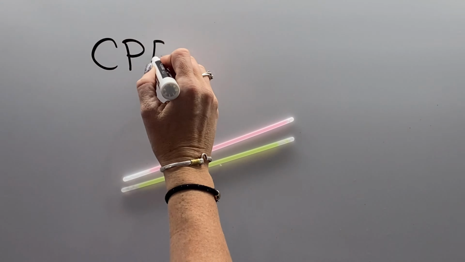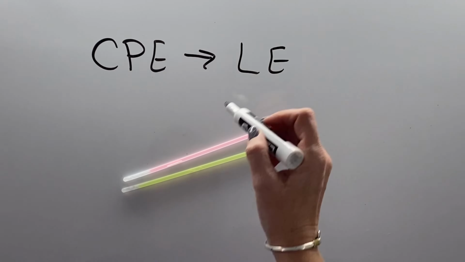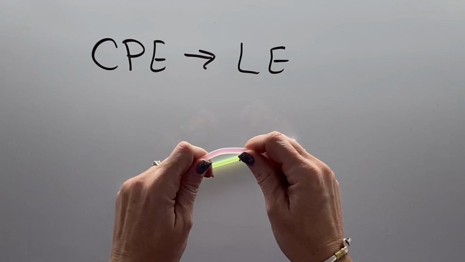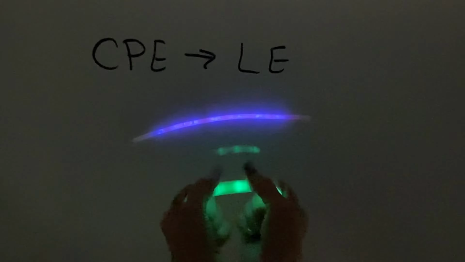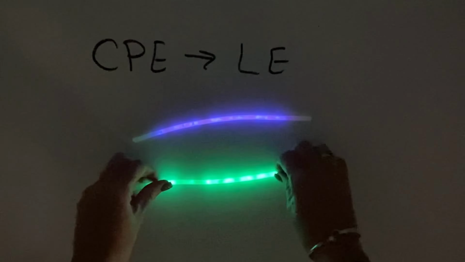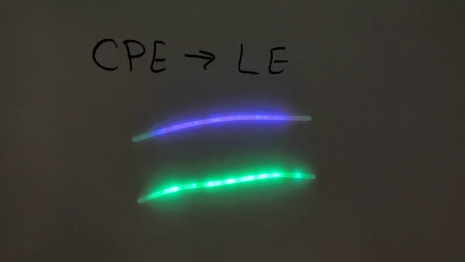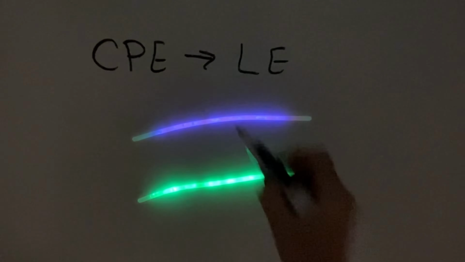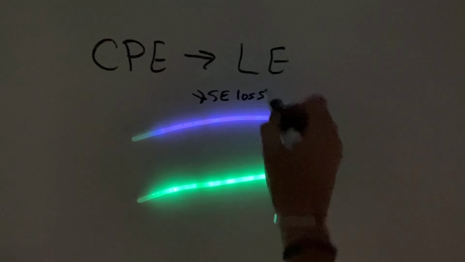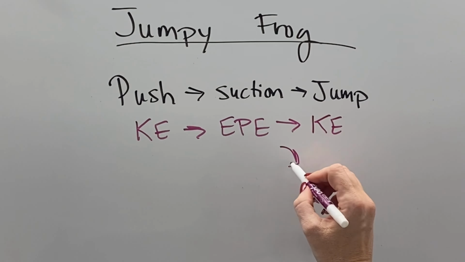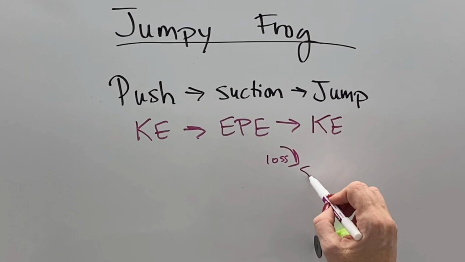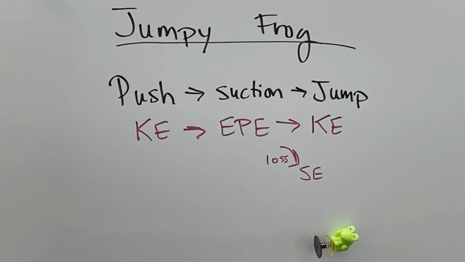Here's some glow sticks where we have chemical potential energy stored, and we want them to turn to light energy. You can hear, though, that as I do them, they crack, and we consider that sound energy to be a loss in the system because we wish all the chemical potential would turn to light, but it does not. So looking back at our Jumpy Frog scenario, we can hear that sound, and so all our kinetic energy is not transferred to elastic and then kinetic. There is sound loss within that system.